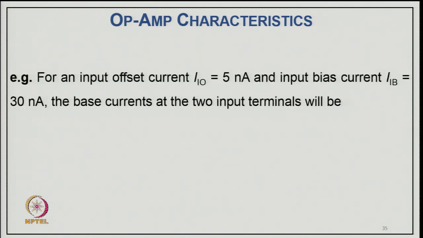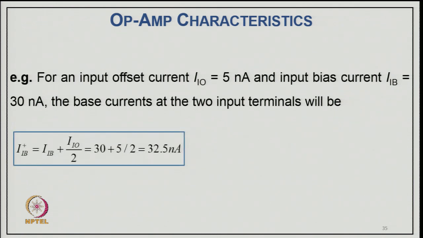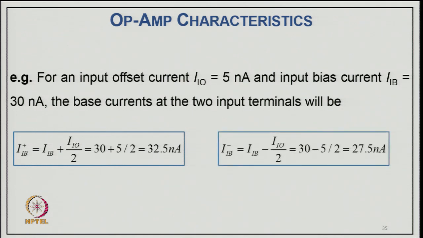So, for example, for an input offset current of IIO equal to 5 nanoampere and an input bias current of IIB equal to 30 nanoampere, the base currents at the two terminals will be IIB plus equal to IIB plus IIO by 2, that is 30 plus 5 by 2, that is 32.5 nanoampere, and IIB minus equal to IIB minus IIO by 2, that is 30 minus 5 by 2, that is 27.5 nanoampere.